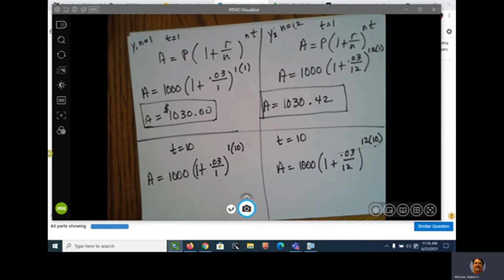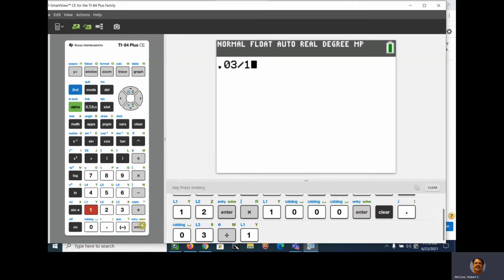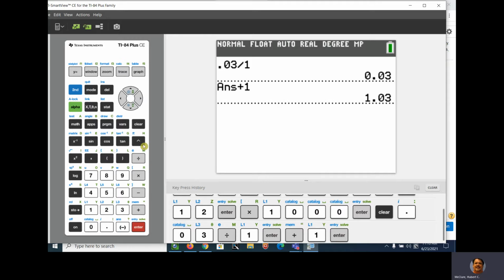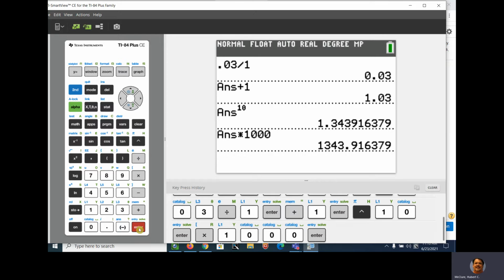So let's go ahead and run this through the calculator. That's going to be 0.03 divided by 1 plus 1, raised to the 10th power, multiplied by 1,000. So after 10 years, compounded yearly, you're going to get $1,343.92.